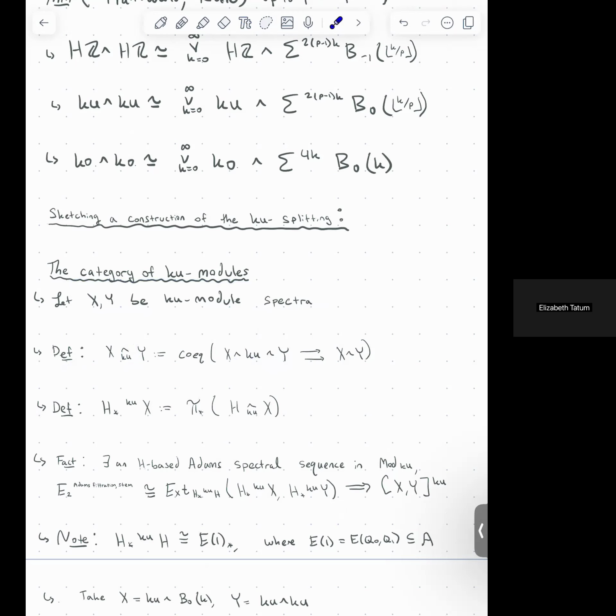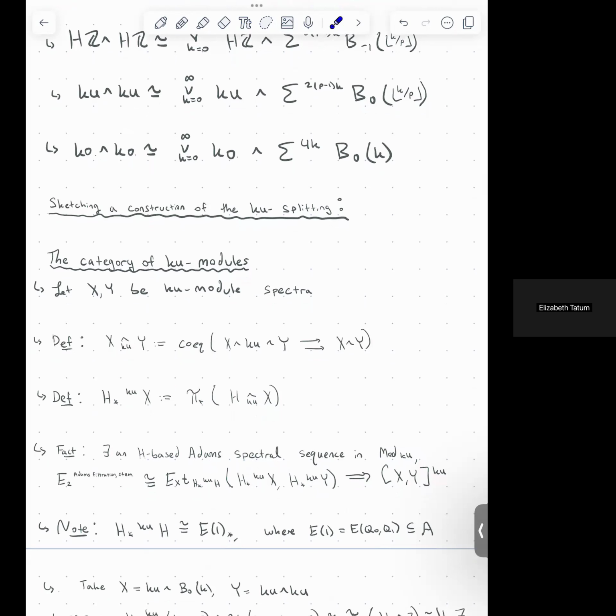Then we also want to be able to take the KU relative homology of a spectrum X. We define this to be the homotopy of H smash X, but KU relative. What that gets us is an H-based Adams spectral sequence, but in the KU module category. This has as its E2 page, Ext over the dual Steenrod algebra, KU relative, of the KU relative homology of X and the KU relative homology of Y, and will converge to maps from X to Y, as KU module maps.